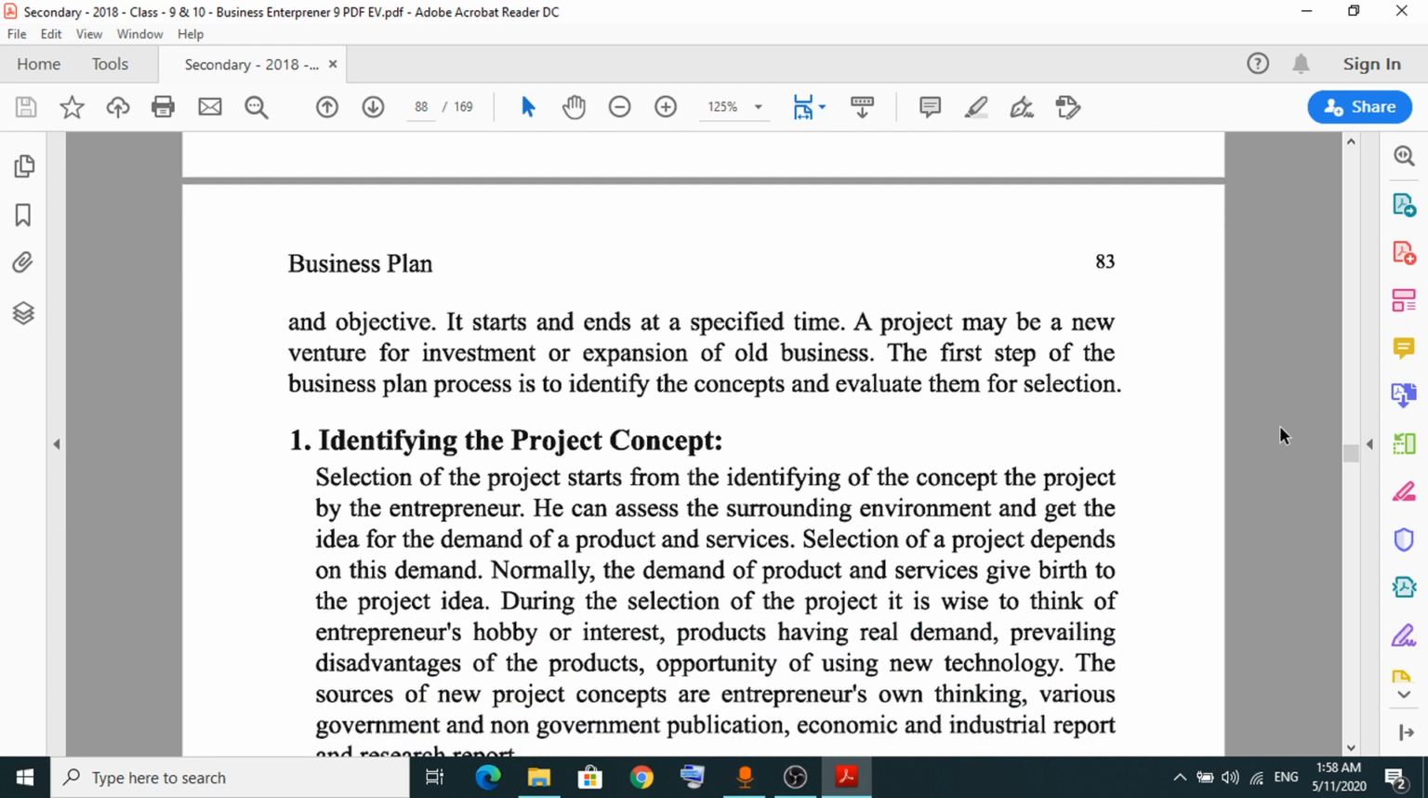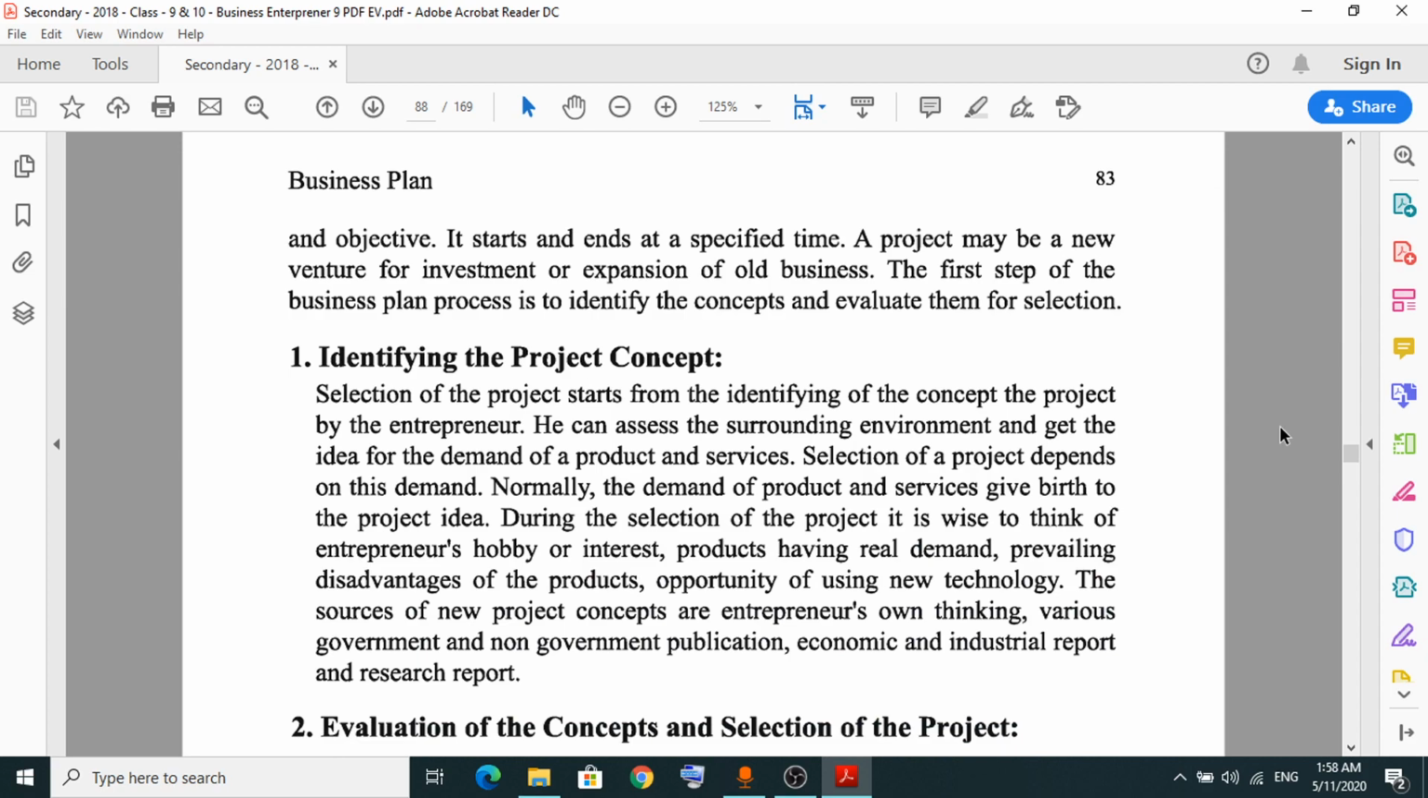First one is identifying the project concept. That means, what is the project concept? We know that a project is any type of work process which has a particular objective and will be finished in a particular time. Maybe you have different types of projects for doing business. Like you want to set up a confectionery shop, or a fast food shop, or a grocery, where you can sell grocery items.